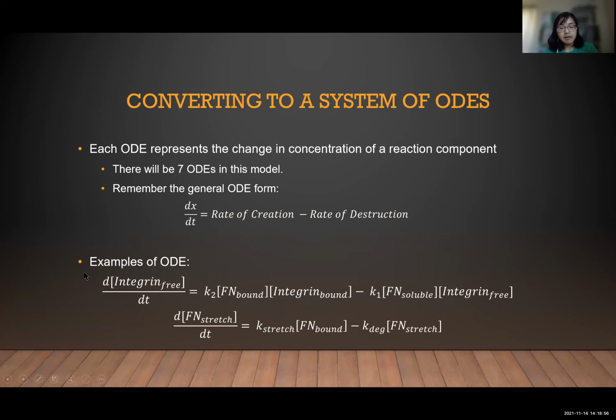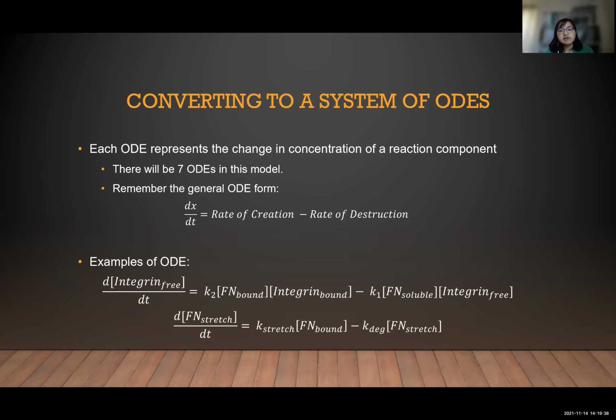of them. You can then use these to convert it to a system of ordinary differential equations. Each ordinary differential equation represents the change in concentration of a reaction component. And in this specific model, there are 7. I define changes in the state of each component as a separate variable. For example, there are 2 variables for integrins. One is looking at free integrins and 2 is looking at bound integrins.